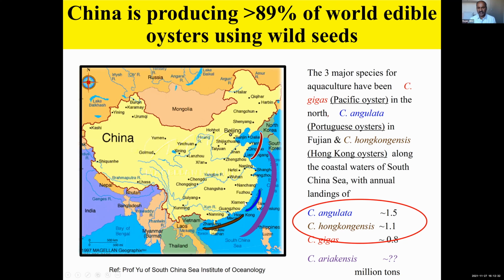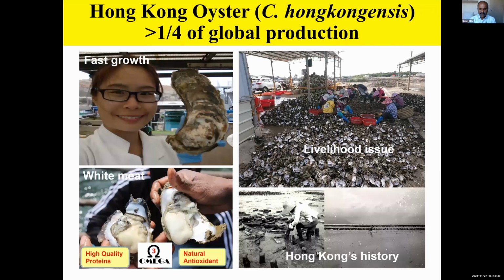So this is how the scenario is. The Portuguese oyster is number one, the Hong Kong oyster is number two. These two oysters together contribute almost 60% of the global oyster production, which is huge and significantly important. Among these two species, the Hong Kong oyster is cultivated mostly by local growers, the indigenous industry in southern China. If you go to Xiamen, it's relatively richer, with more industries involved in the cultivation of Portuguese oysters, while the Hong Kong oyster is still controlled by local, more indigenous growers.